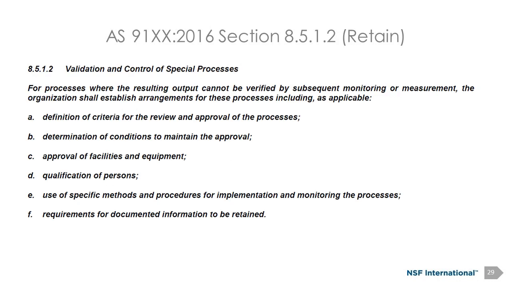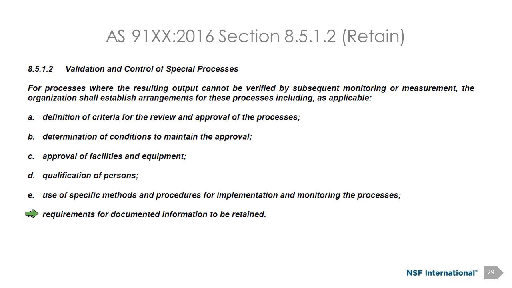Okay, next section is under 8.5.1.2. This is the special processes piece, and this is where it's going to talk about retaining information to demonstrate that we've done what we said we were going to do, but it doesn't prescribe what that looks like. It just says requirements for documented information to be retained.